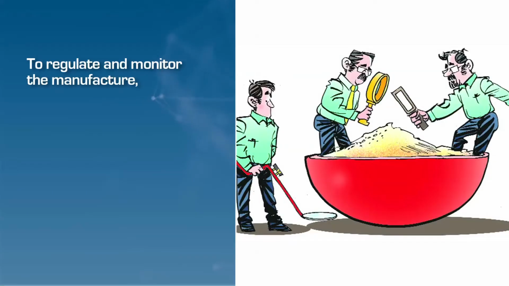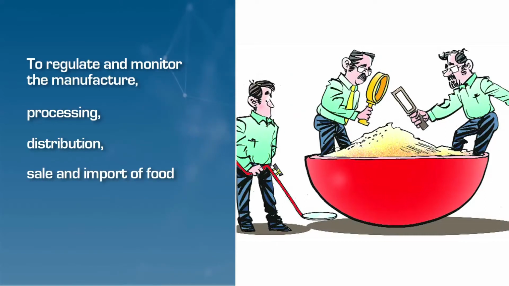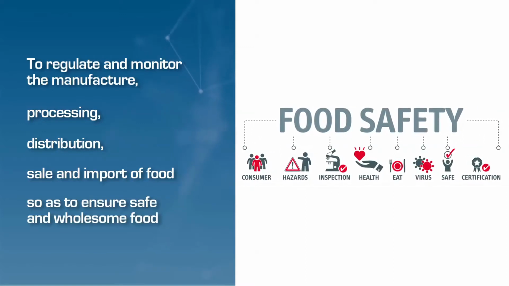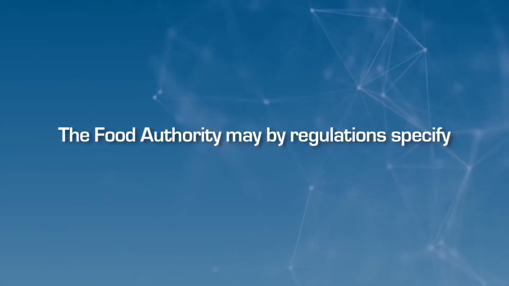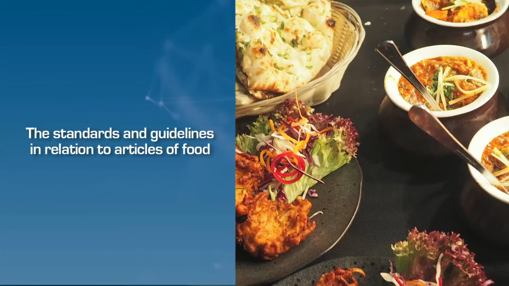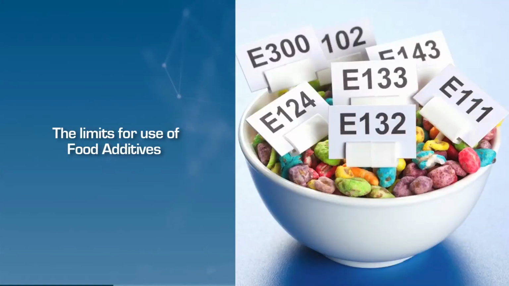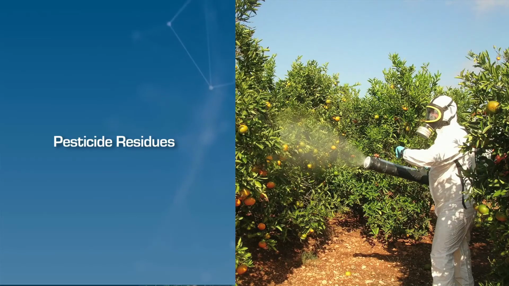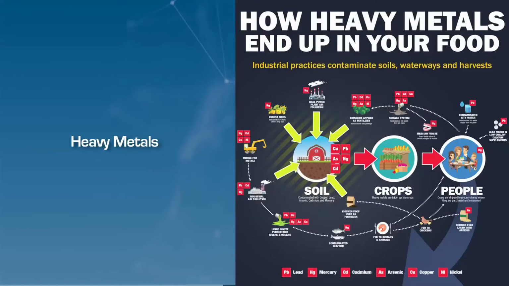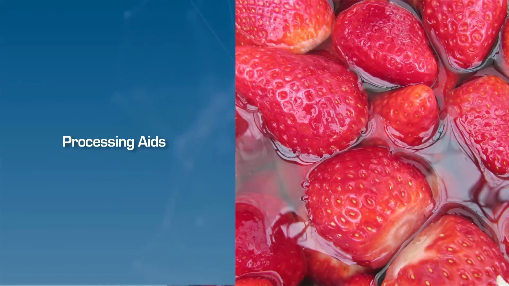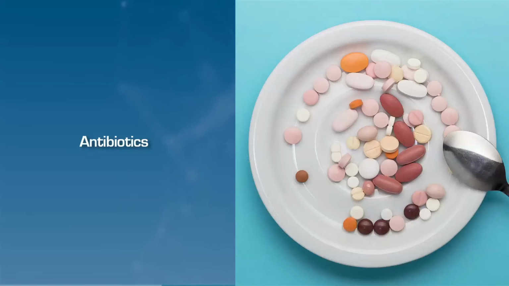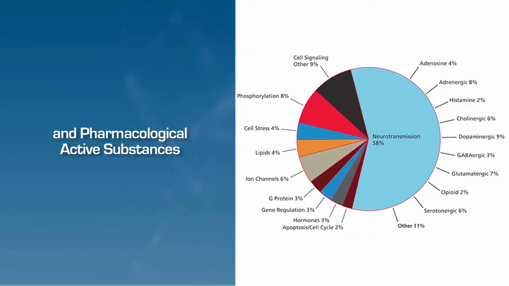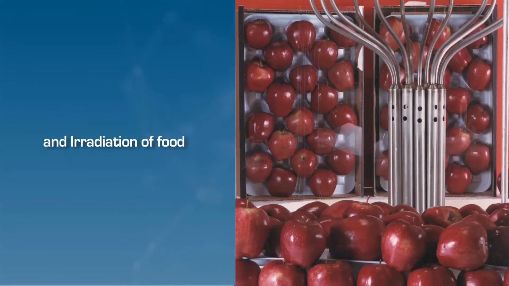to regulate and monitor the manufacture, processing, distribution, sale and import of food so as to ensure safe and wholesome food. The Food Authority may by regulations specify the standards and guidelines in relation to articles of food, the limits for use of food additives, crop contaminants, pesticides residues, residues of veterinary drugs, heavy metals, processing aids, mycotoxins, antibiotics, and pharmacological active substances and irradiation of food.